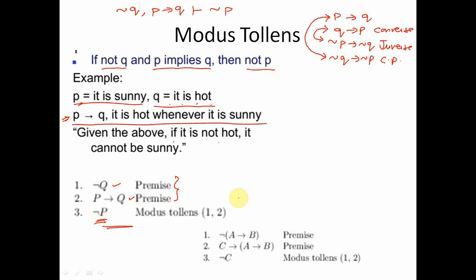Once again, it is not necessary that the premises be atomic propositions. They can also be compound propositions. Like if I say C implies A implies B and then I say negation of A implies B, so this is the if part, this is the then part, and then I have the negation of the then part, then I can have the negation of the if part.